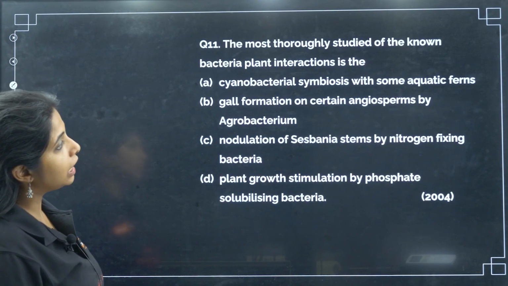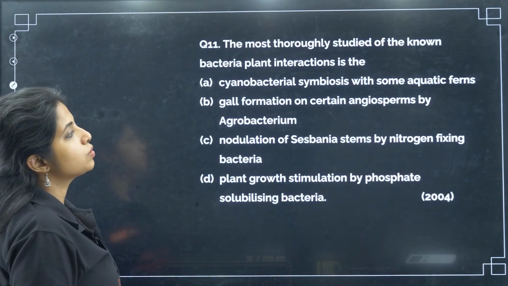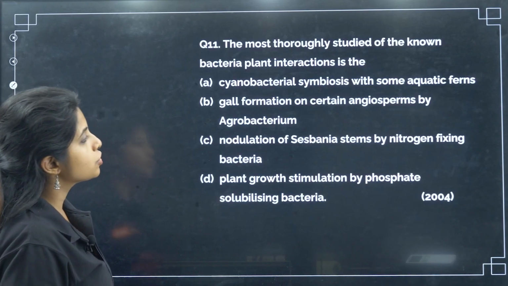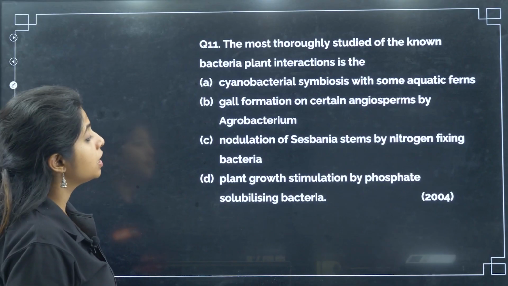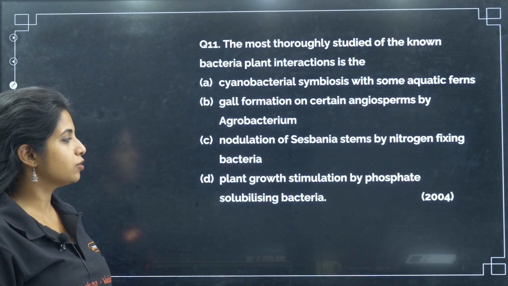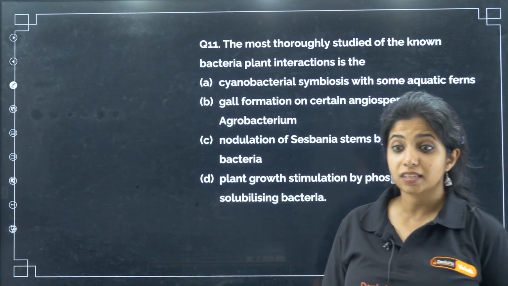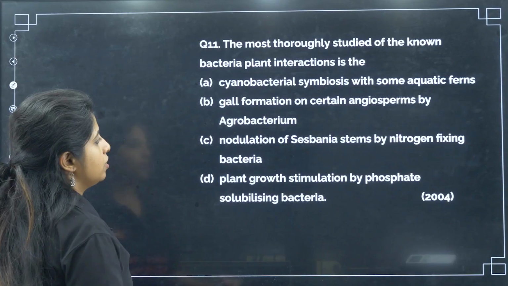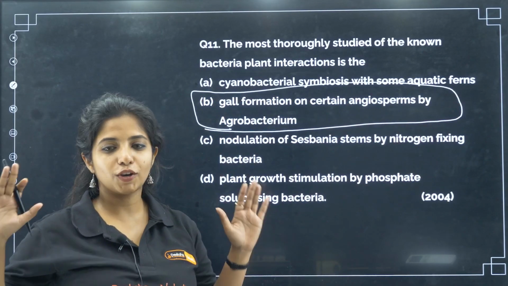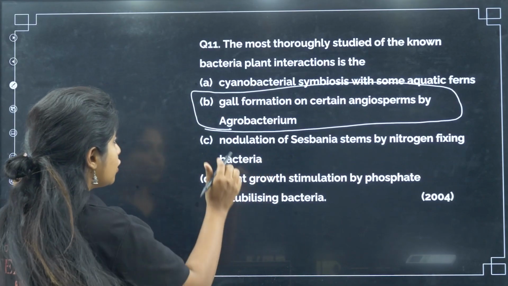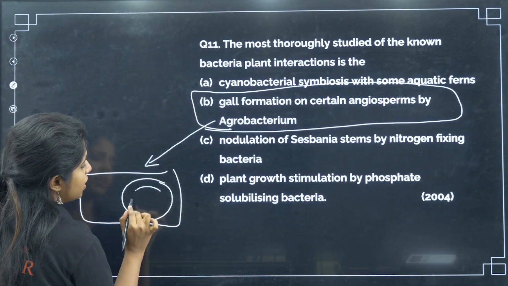Now, the most thoroughly studied of the known bacteria-plant interactions is cyanobacterial symbiosis with some aquatic ferns, gall formation on certain angiosperms by agrobacterium, nodulation of sesbania stems by nitrogen fixing bacteria, plant growth stimulation by phosphate solubilizing bacteria. If you're just seeing it in a question paper, you might not even recognize that this is from this chapter, but this is the easiest clue that you have. Whenever agrobacterium and gall formation are there, understand you're talking about the correct option.